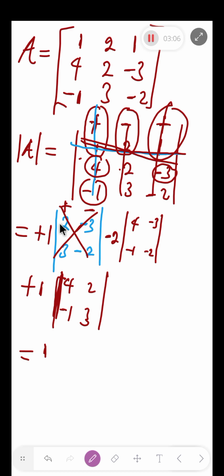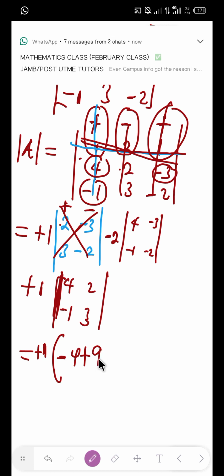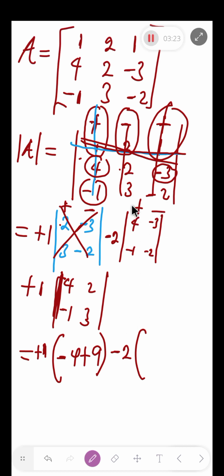So plus 2 times minus 2, I already have plus 1 outside. So plus 2 times minus 2 is minus 4. And then minus 3 times 3, that's plus 9. Then you go ahead, minus 2, then you put plus minus and cross multiply. 4 times minus 2 is minus 8. Minus minus minus, that's minus, because minus times minus is plus, plus times minus is minus. 3 times 1 is 3.